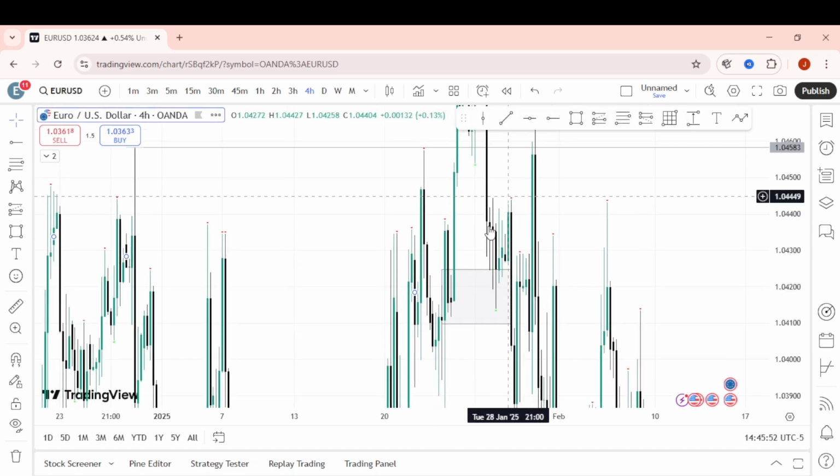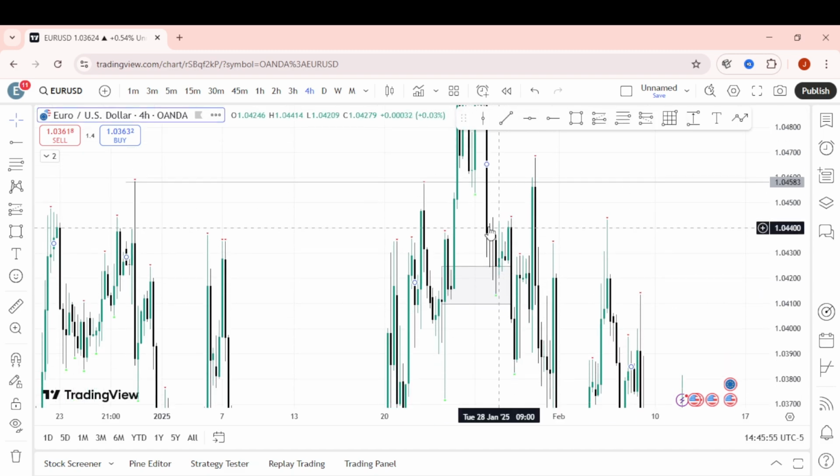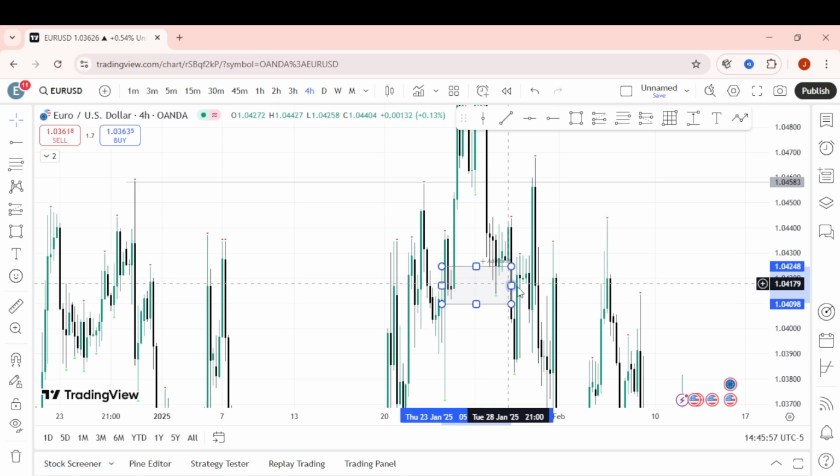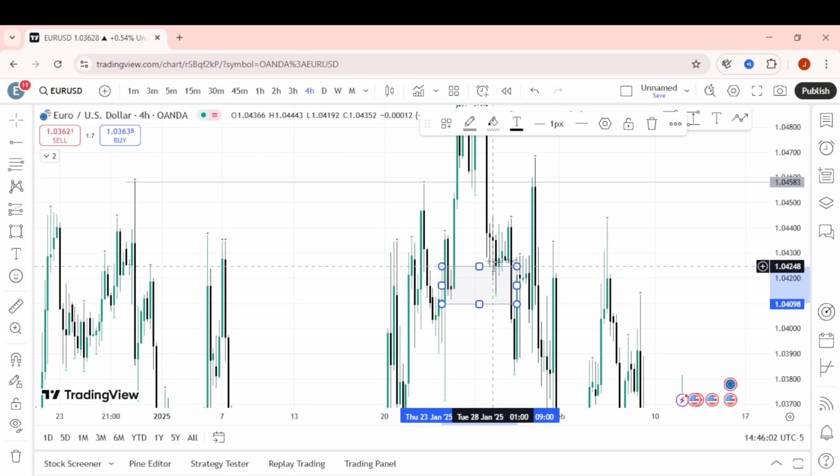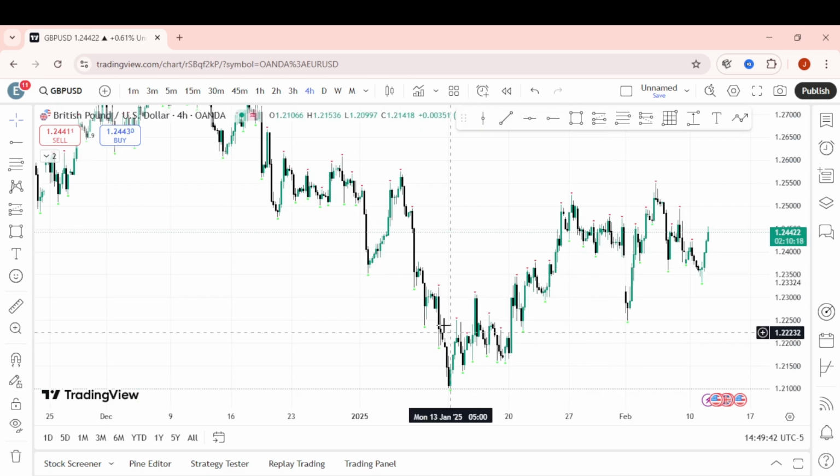So price tried going up, but at the end of the day, it actually stopped it out. So if you have entered into this trade, you will actually be stopped out.